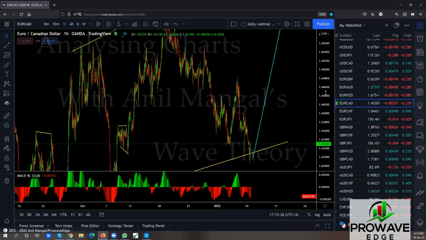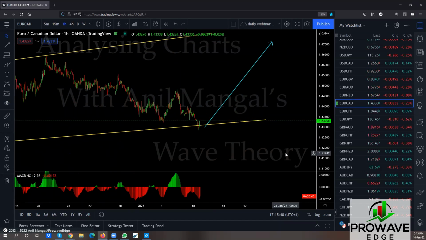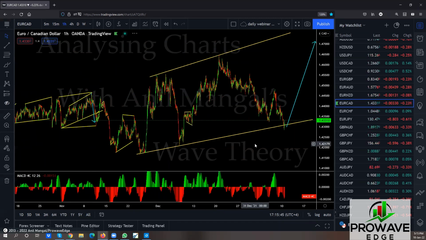EuroCAD, we're looking for a buy setup. We don't have a setup. It's coming up, but we don't have a setup for a buy as yet, which means, since we're in the trading room, we have to have a setup, we have to use a strategy, we have to use money management and all of that.